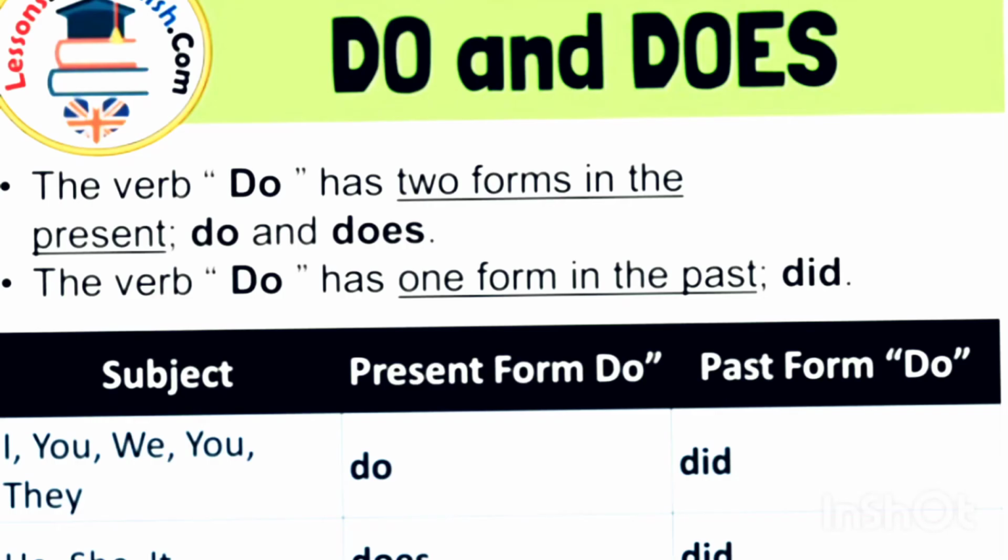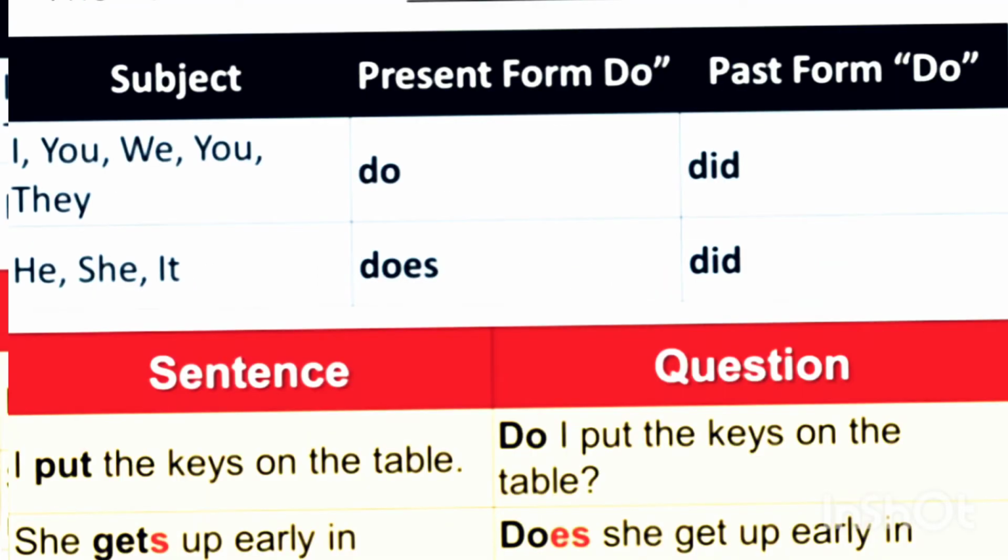Now see the use of do and does. The verb do has two forms in present, do and does, and the verb do has one form in the past, that is did. So when the subject is I, you, we or they, the present form will be do, whereas the past form of do will be did. If the subject is he, she or it, then the present form of do will be does, whereas the past form of do will be did again.